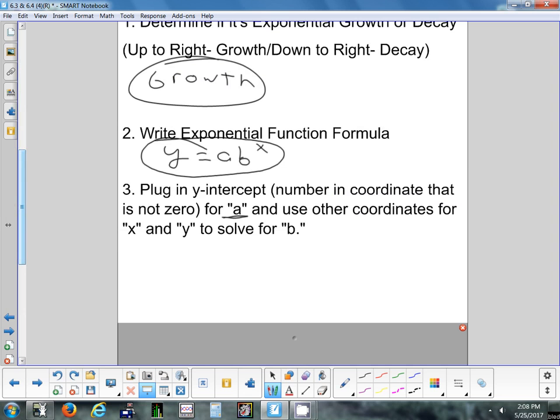Let's start with that. So I got 10. Do I know b? No, I don't know b yet. I need to figure it out. That's going to be the next thing I do. Since I don't know what it is, I'm just going to leave it as b right now.